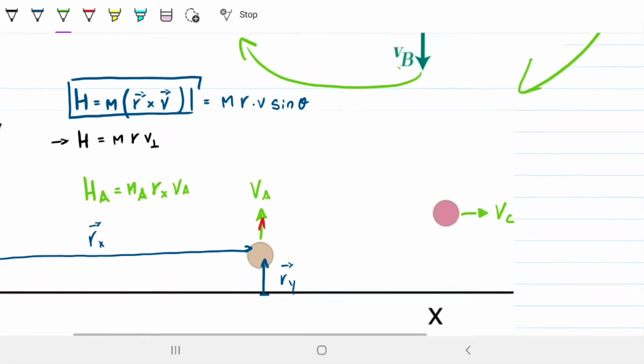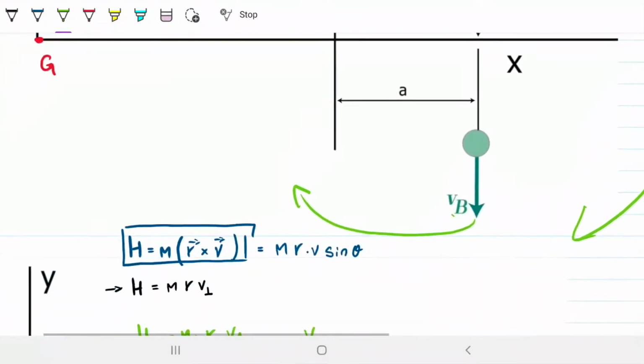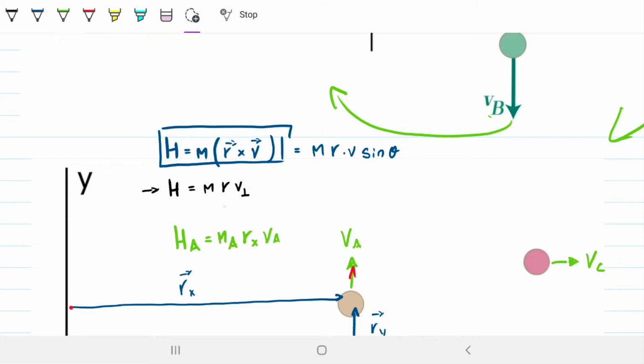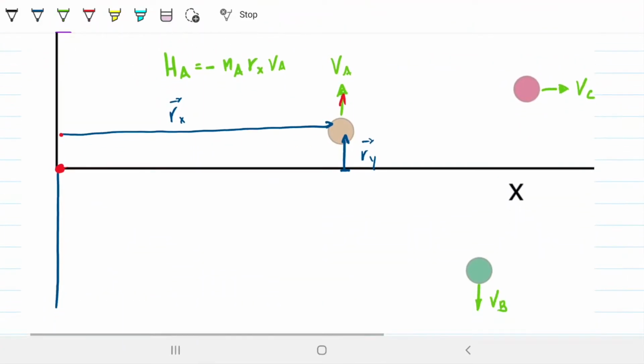There's just one thing we need to remember, that we decided that counterclockwise is negative and clockwise is positive. So that means that because we just found out this is counterclockwise, I need to put a negative here. This is a negative angular momentum. All right, so we're going to do the same thing with the other two.